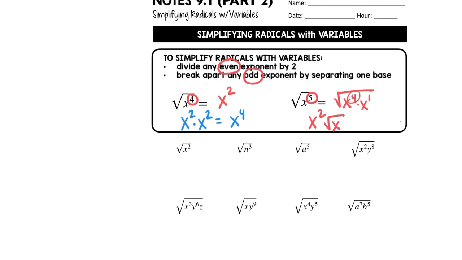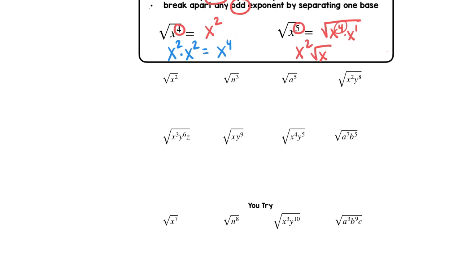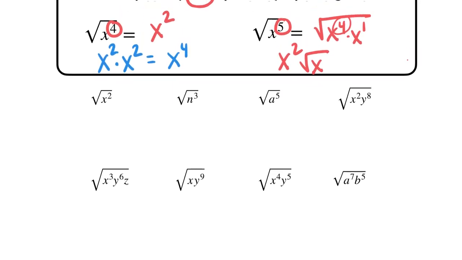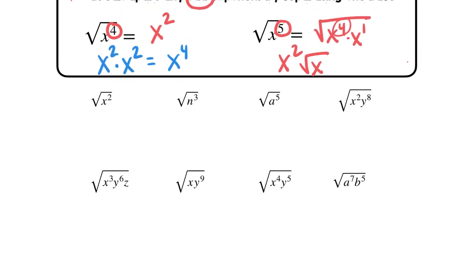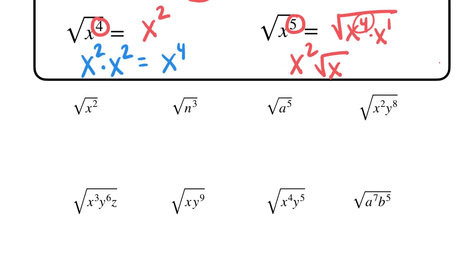Okay, so on these next ones, we're just looking at even and odd exponents and going through some examples. So the square root of x squared, 2 is even. So I just want to divide that exponent by 2. So 2 divided by 2 is 1. So the square root of x squared is just x to the 1st, or just x.